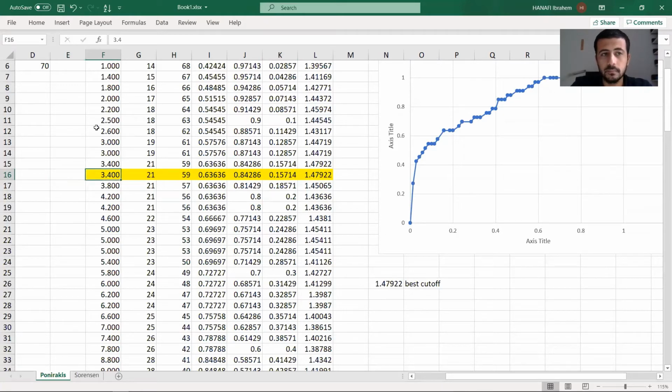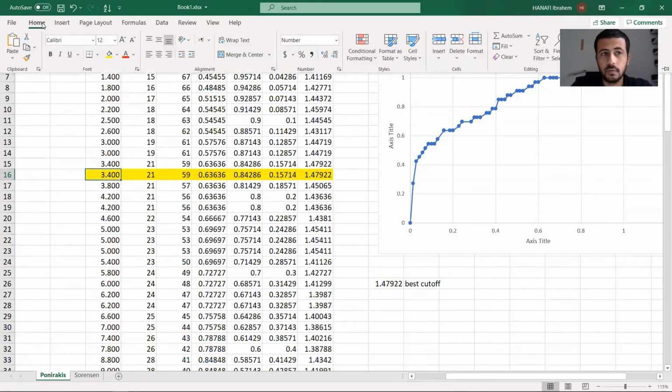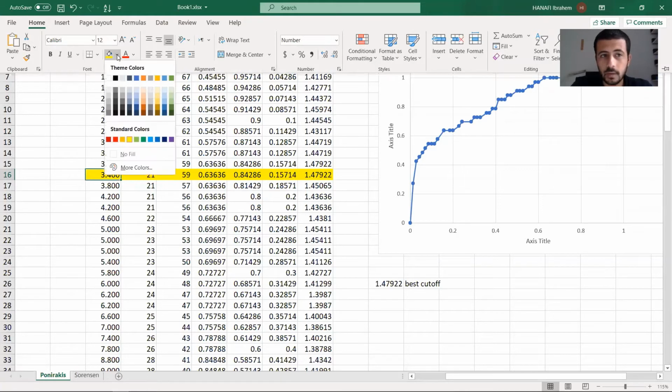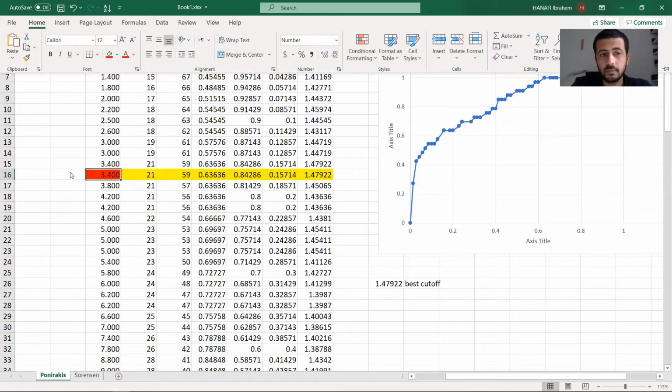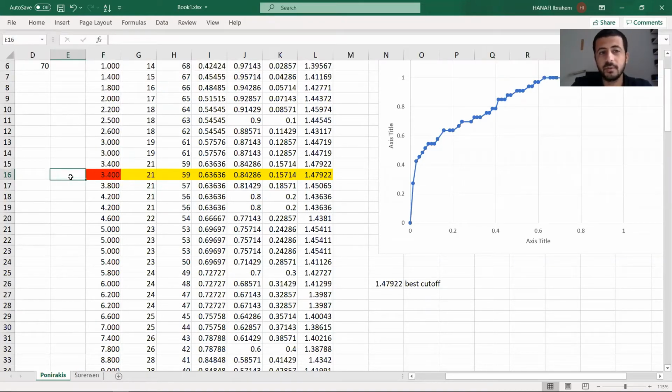The sum of them. No, the sum made the decision. Okay, it is the cutoff. We are searching for the cutoff. Okay, so is it easy to find the cutoff? Yes, I know.